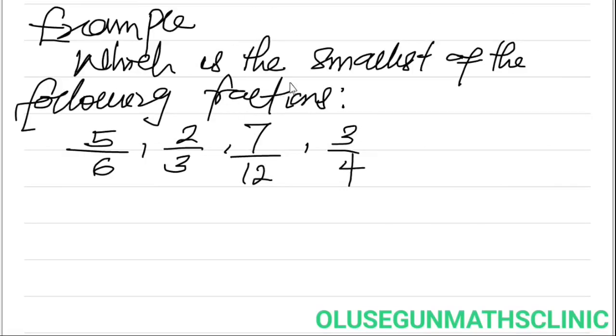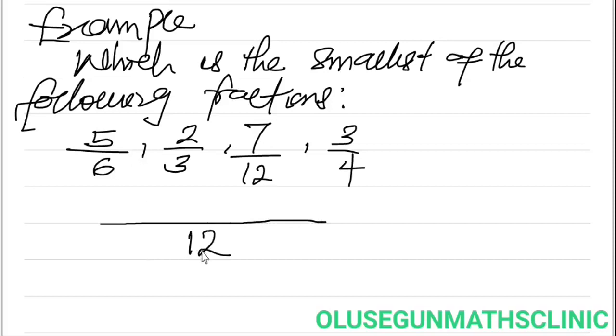Which is the smallest of the following fractions? That is the first one. Before we give another, let's give an example of finding the smallest. So let's see this. In solving this, you first consider the denominators 6, 3, 12. You find the lowest common multiple, and the lowest common multiple here is 12.